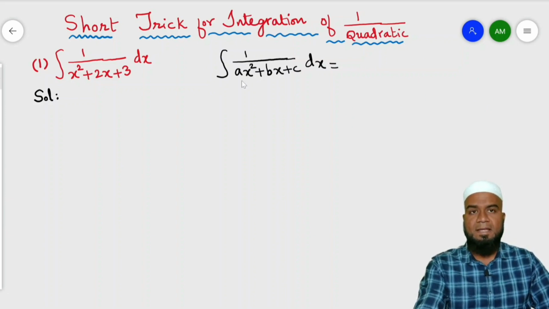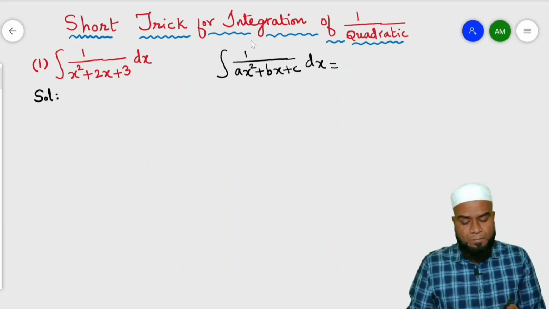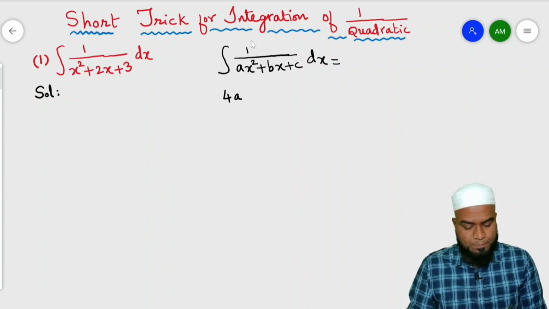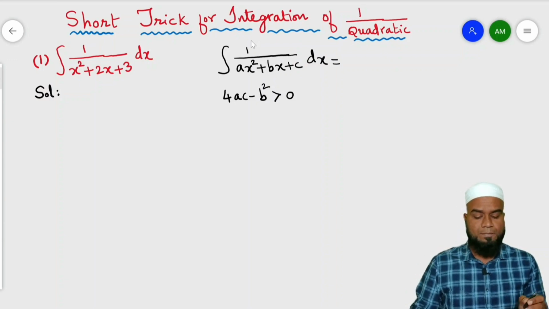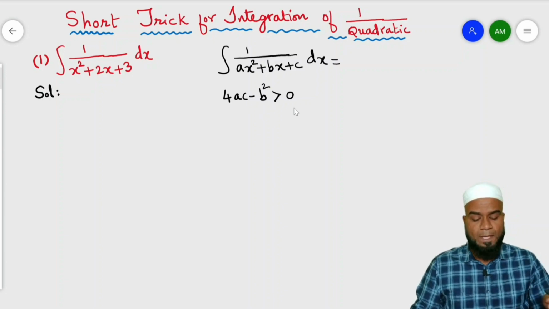Suppose in general the given integral is of this form, 1 upon ax square plus bx plus c. The integrand is 1 upon ax square plus bx plus c. If this form is given, then what we have to do is check 4ac minus b square, whether it is positive or not, right. If 4ac minus b square is positive, see, it is the reverse of the discriminant.